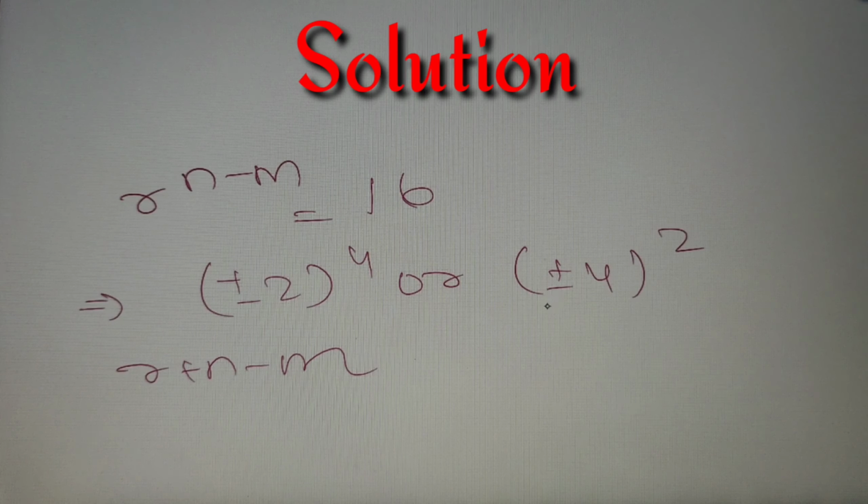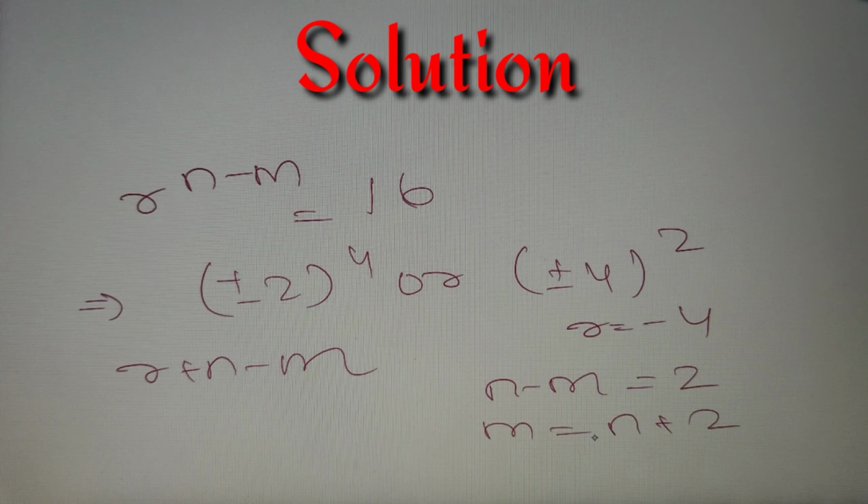So we can take the value of r as -4 because it is the minimum value among all these values. So if r is equal to -4, we can take the value of n - m as 2. Now if n - m is equal to 2, we can say that n is equal to m + 2. So if we take the value of m as 1, then we'll get the value of n as 3, and this is the minimum possible value of r + n - m, because it will give us a result as -4 + 3 - 1, which is equal to -2.